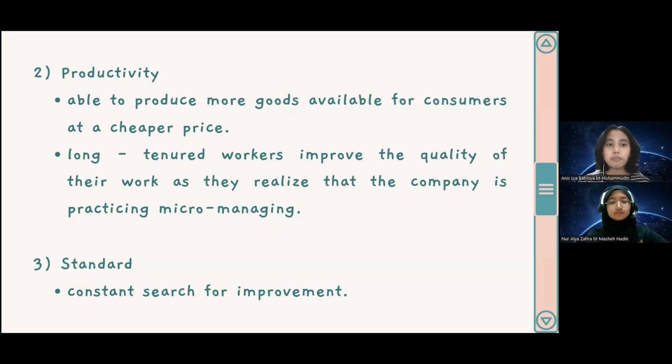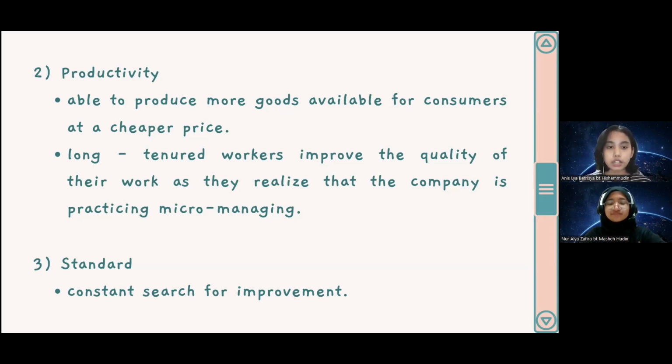The second aspect is productivity. It can be measured in both the productivity of the item sold, or their product, as well as the productivity of the employees. So the first point is being able to produce more goods available for consumers at a cheaper price, where in this case, on top of the chance to offer such an affordable price, the demand for the product would eventually increase, because let's be honest, who wouldn't love a cheap item in the market?